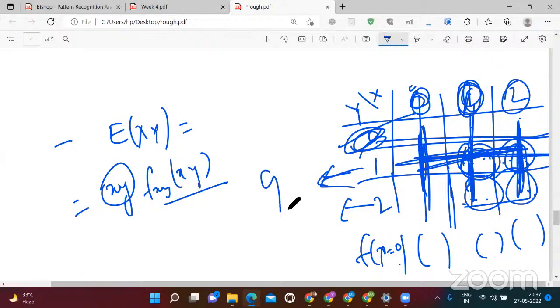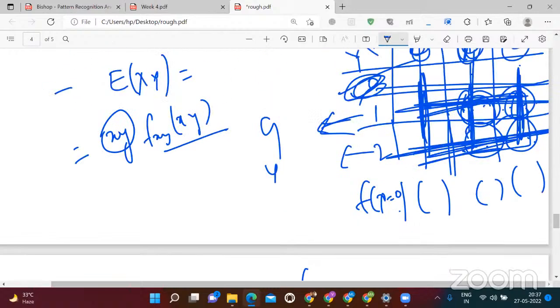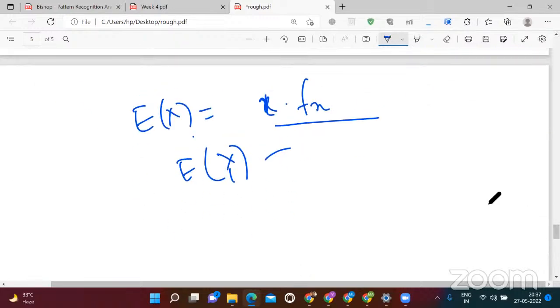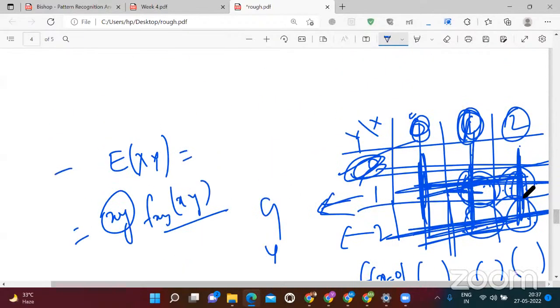Then do the summation for this row, and it will give you the marginal distribution for y equals 1. Do the summation for this row, and you'll get the marginal distribution for y equals 2. Just multiply y into those and do the summation for both. You'll get the expectation for y, and then you just subtract it. You'll get the value for covariance.